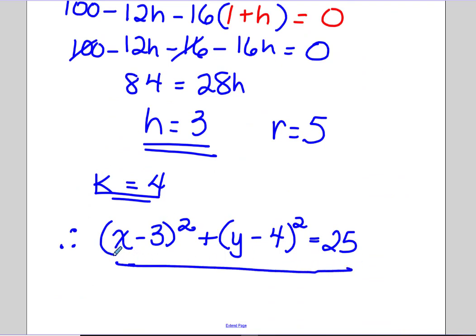That one took a little bit of work. But there we are at the end of lesson 2 on circles. See you for lesson 3.